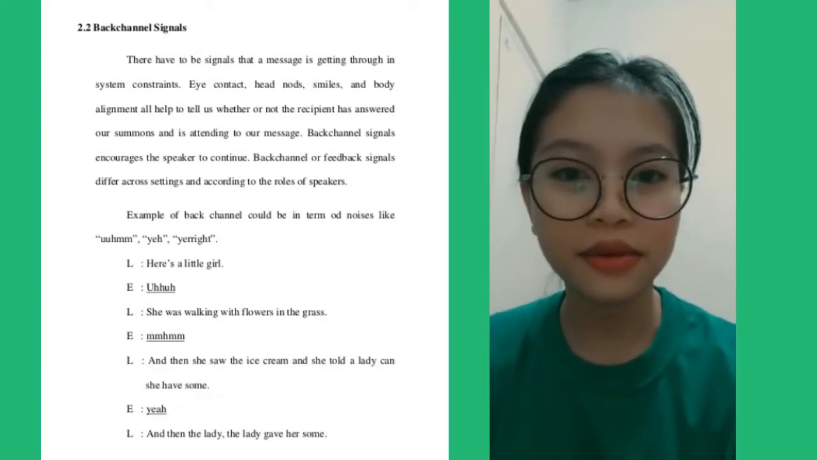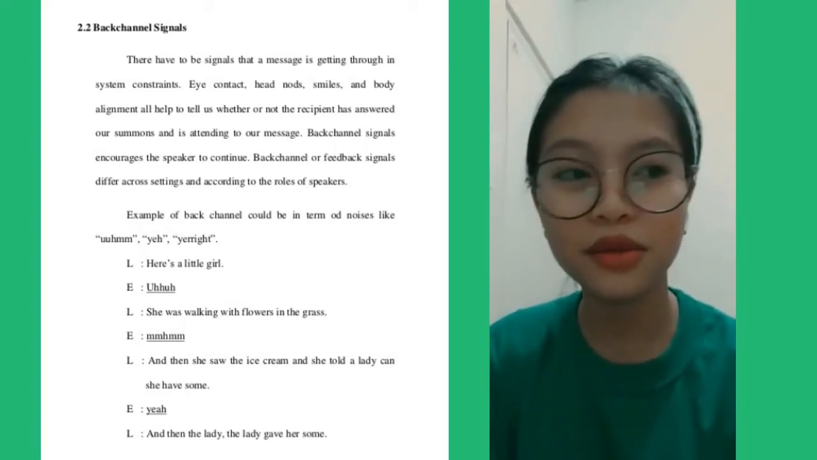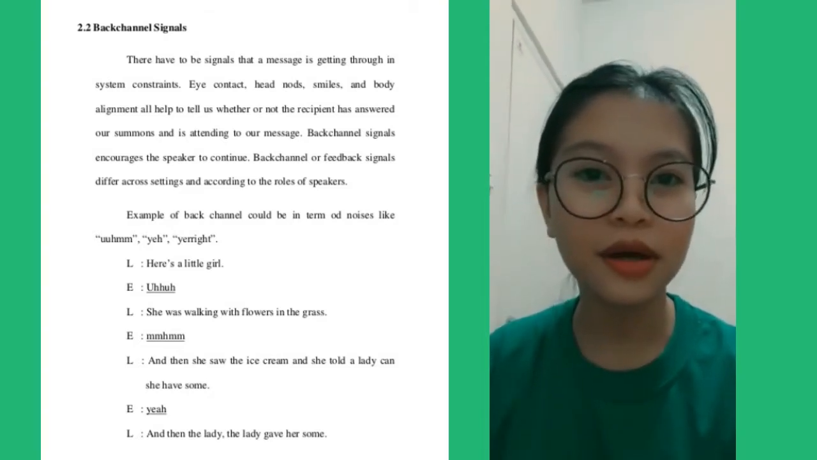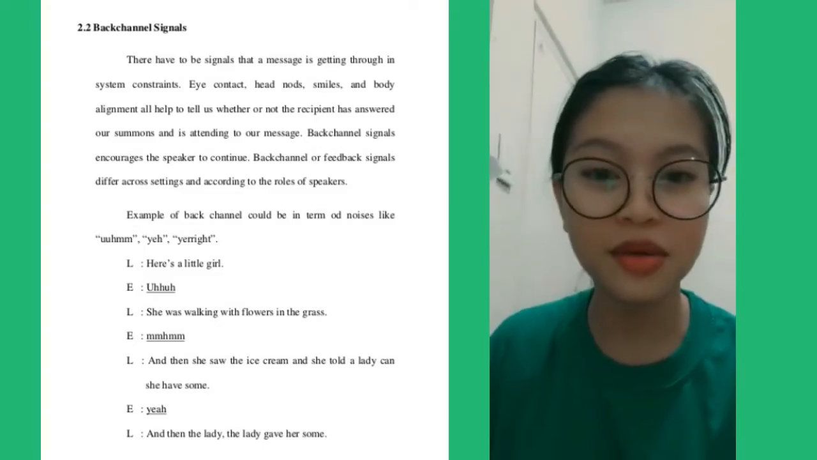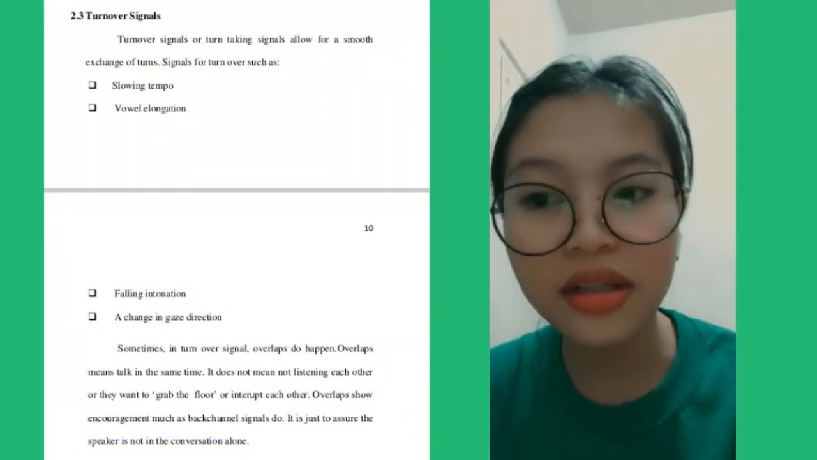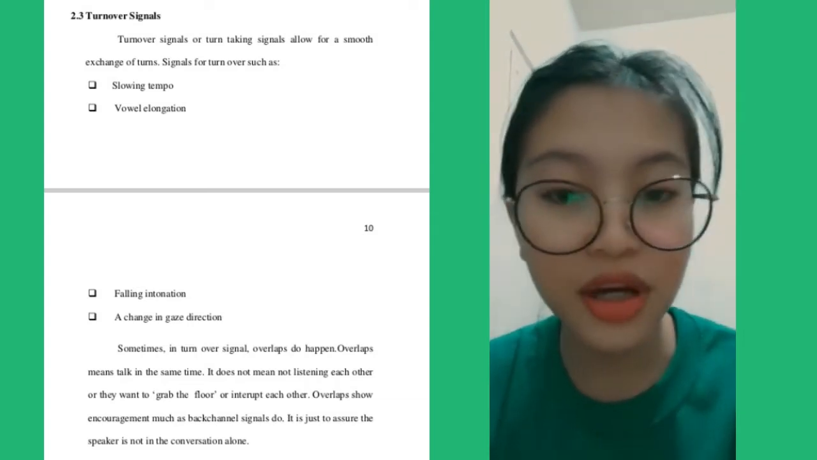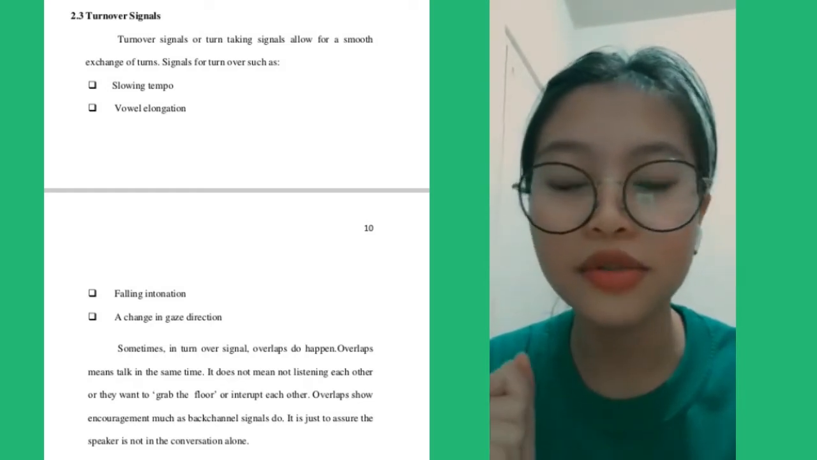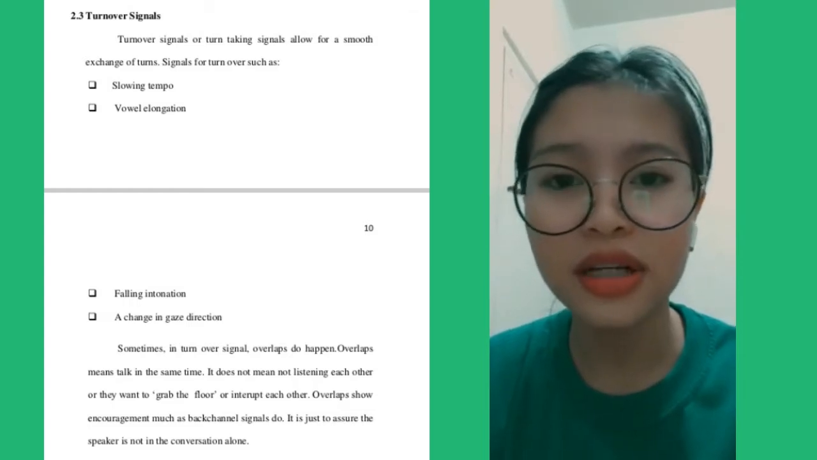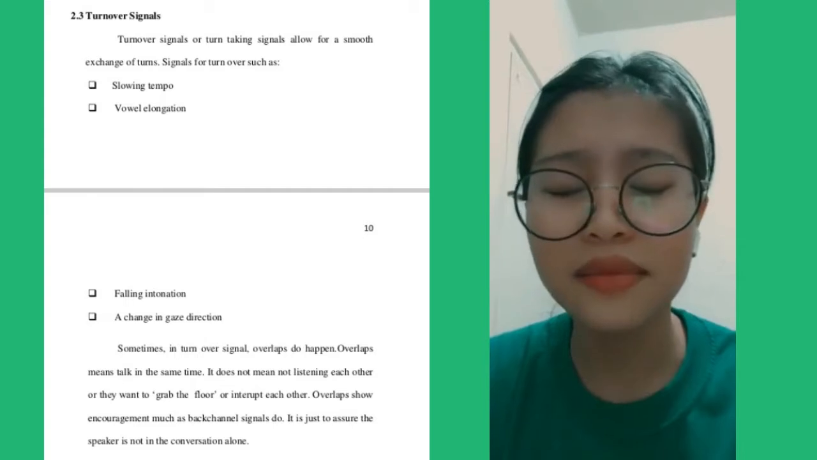Like for example, did you see that little girl? And your response would be, oh, yeah, yes. So it would encourage her to speak more. And next is the turnover signal, or turn-taking signal, which allows for a smooth exchange of turns. Like for example, slowing tempo, vowel elongation, falling intonation, and lastly, a change of gaze direction.